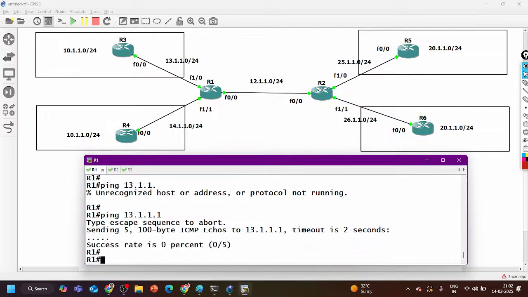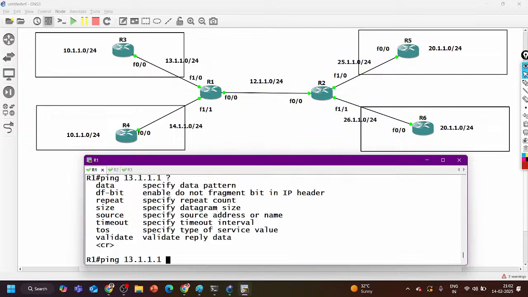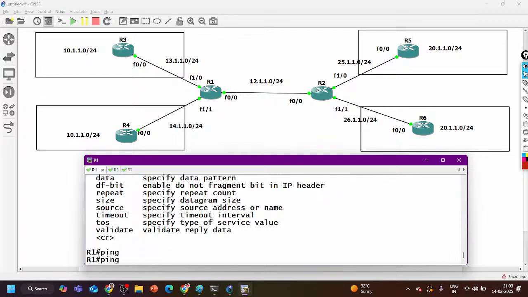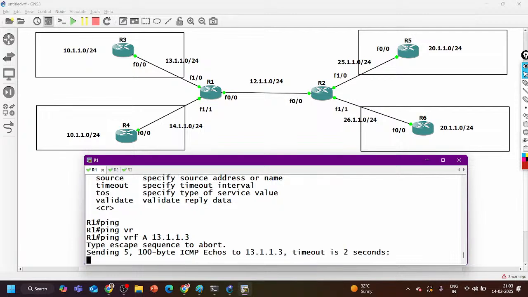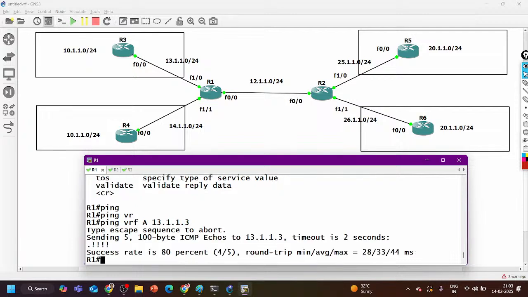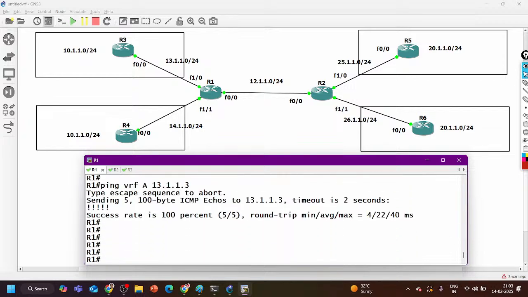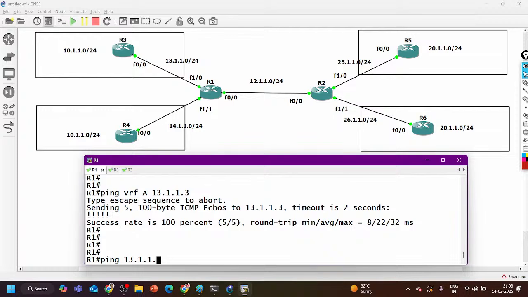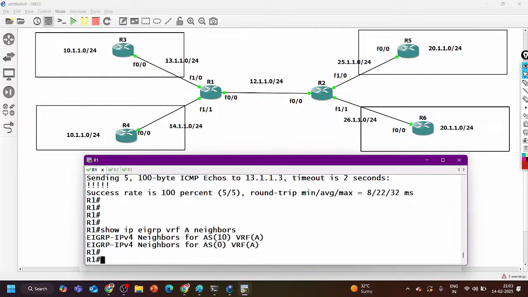Why am I not able to ping, guys? Because I am pinging from the global routing table. I need to mention the VRF, right? Yes. So here ping, then VRF A, and after that 13.1.1.3. Now ping is working, right? Now ping is working. And show IP EIGRP VRF A neighbor. Here I don't have a neighbor.